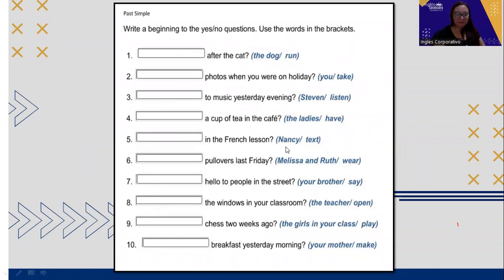Ajá. Okay, number nine. Did the girls in your class play chess two weekends ago? Two weeks. Yes, they did. Did the girls in your class play chess? Yes, they did. Yes. Chess es ajedrez. Okay. Ajedrez. And number 10, please.